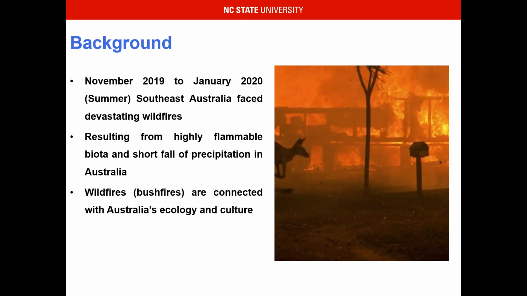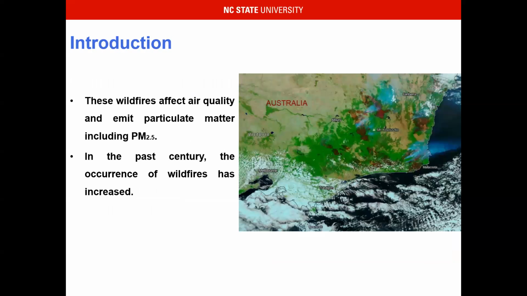From November 2019 to January 2020, Southeast Australia faced devastating wildfires. In Australia, this period is summertime. Resulting from highly flammable biota and a shortfall of precipitation, the occurrence of wildfires increases, which means that wildfires or bushfires are connected with Australia's ecology and culture.